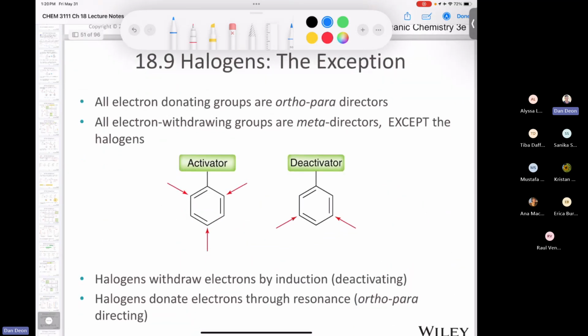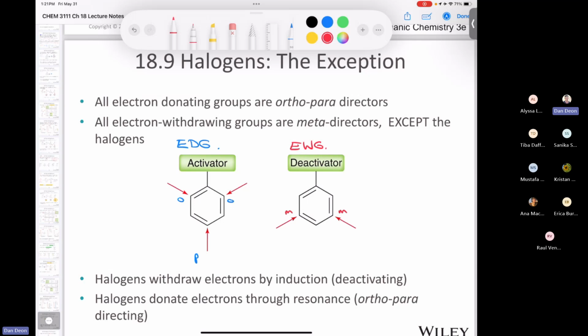Now, it wouldn't be organic chemistry if there wasn't some kind of exception, would it? So what I told you was, so far the take-home message is if you have an activating group, which is usually going to be some kind of electron donating group, you're going to direct to the ortho position and the para position. If you have a deactivator, it's going to be an electron withdrawing group like a nitro, and it is going to direct to the meta position. But there is an exception, and that is the halogen.